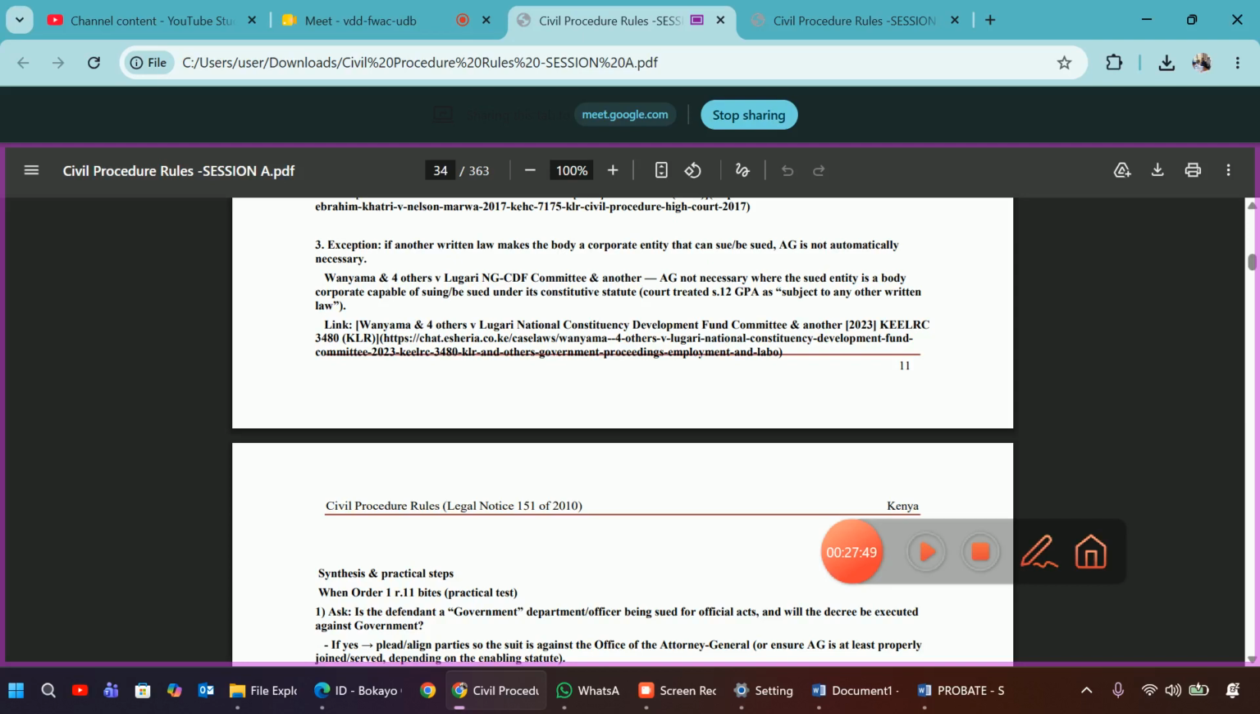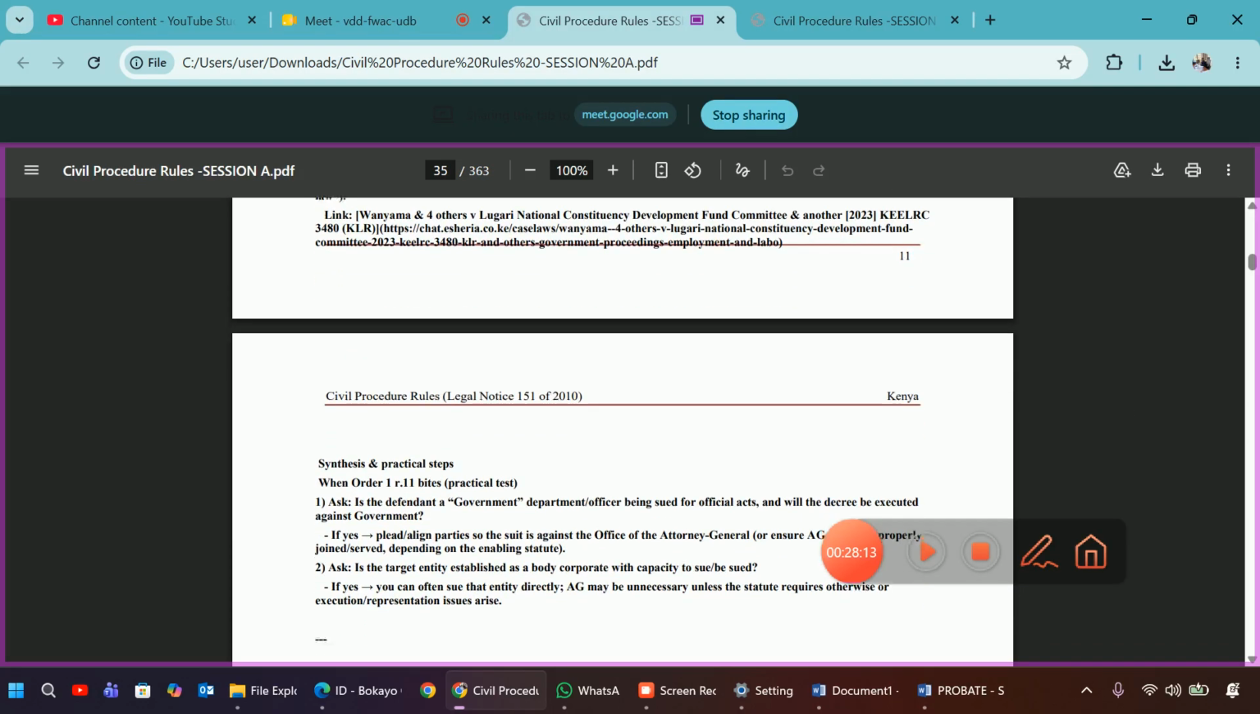So if an examiner tells you that this is a parastatal that has been duly incorporated by a certain legislation, by a certain statute, then you do not go and say that you are now going to inform the AG. You know about this decision, Wanyama versus Lungari: the AG is not necessarily required where the sued entity is a body corporate capable of suing or being sued under its constitutive statutes.